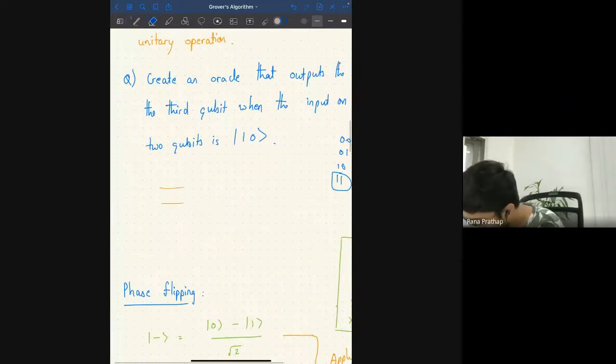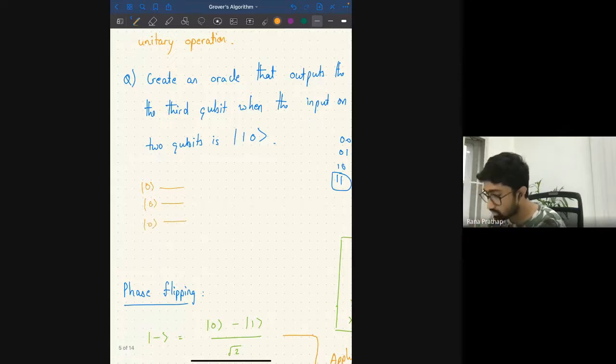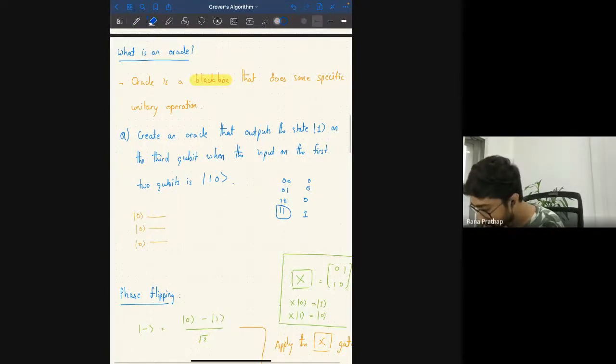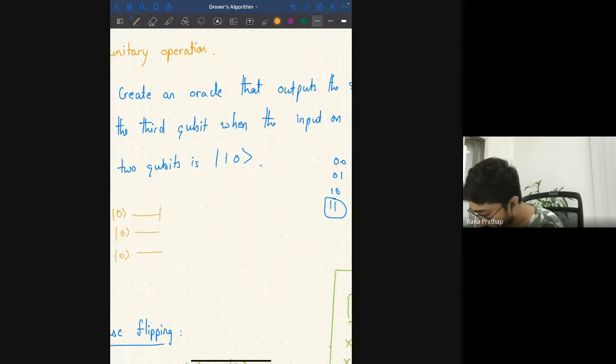Let's say this is the first qubit. They're both initialized at 0, the first and second qubit, and the third is initialized at 0 as well. Now we're asking, how can we create an oracle that outputs state 1 over here? It has to output a state 1 here when the input is 1, 0. So for the input to be 1, 0, let's say we give an X gate over here. So now it's 1, 0. Now, how do I make sure that the third qubit is specifically 1 only when we get this state?